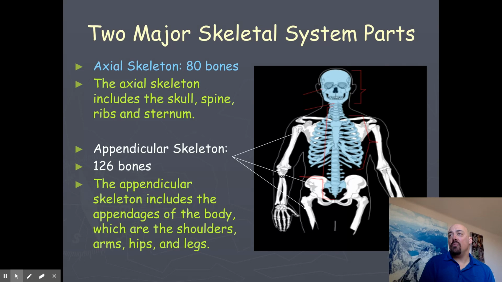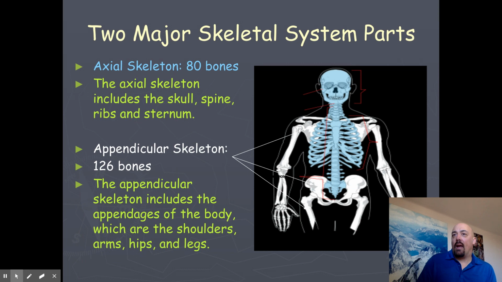Okay, so we have two major skeletal systems. Everything you see here in blue is our axial skeleton. The axial skeleton is our skull and our head, the spine, the ribs, and the sternum. And that's it, 80 bones.